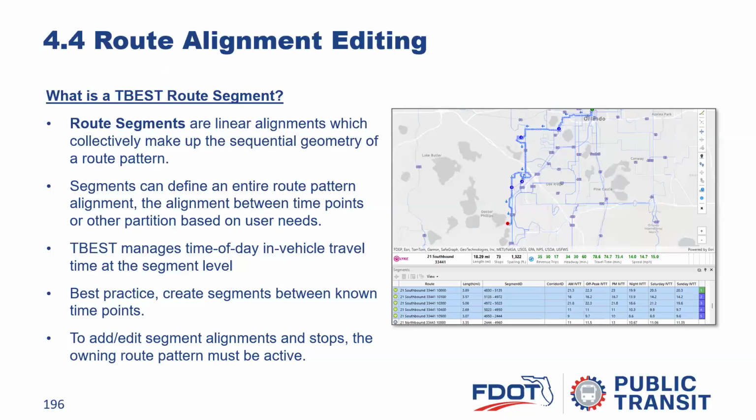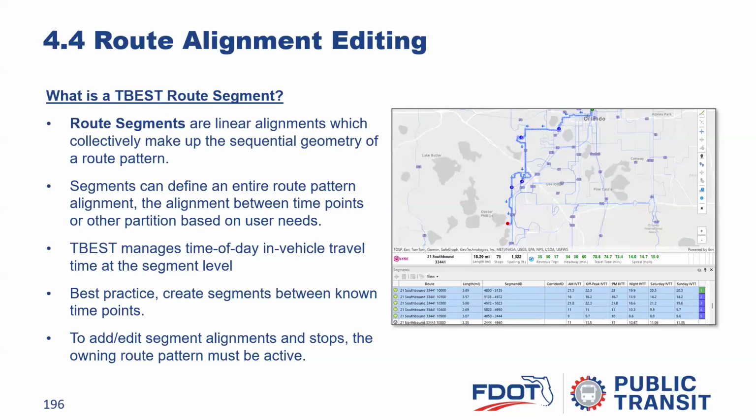Okay. So TBEST manages time of day in-vehicle travel time at the segment level. We talked about this a little bit earlier, in that it manages this information at the segment level and you can define it at that level. The best practice is to create segments between known time points, which TBEST automatically does whenever you import from GTFS. All of this is done automatically for you during the GTFS import if time points are known in the GTFS. If there aren't time points in GTFS, it creates an end-to-end segment, meaning beginning to end of the alignment is just one segment.